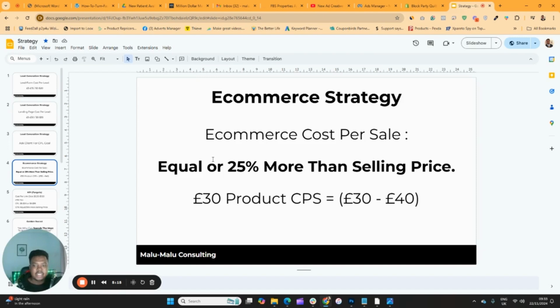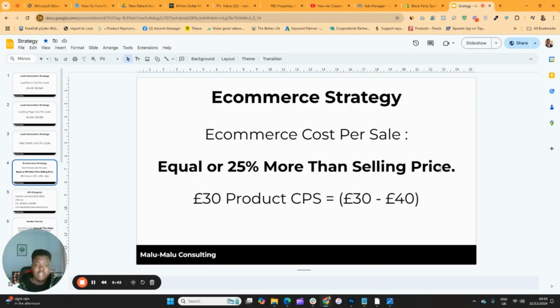Okay, fantastic. So let's get straight into the video. So now, what I like to focus on is, like I said, the cost per sale is the most important metric. And I'm going to say that again. What you want is a cost per purchase or cost per sale, a cost per acquisition. They all mean the exact same thing. How much does it cost you to acquire a customer? You want it to be equal or 25% more than the actual initial selling price of your product.